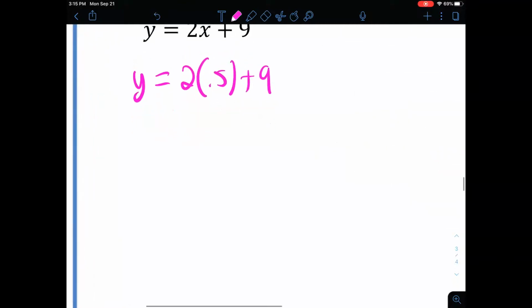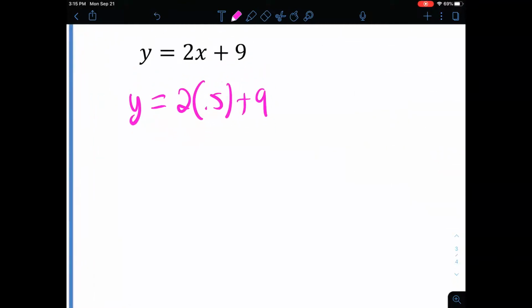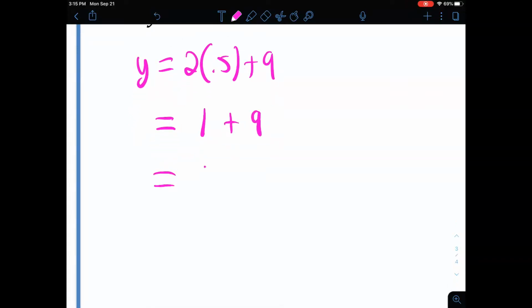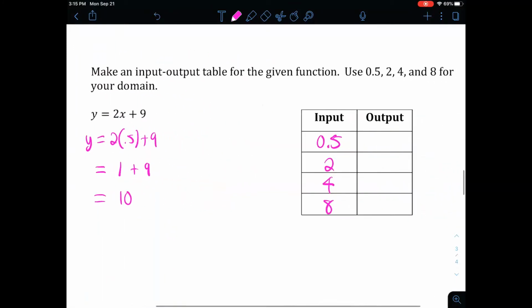Let's simplify that. Okay, do we do 2 times 0.5 or 0.5 plus 9 first? What comes first, multiplication or addition? Multiplication comes first. 2 times 0.5, half of 2 is 1, plus 9. And 1 plus 9 is going to equal 10. So the first output, if you plug 0.5 into this equation right here, you're going to get 10.